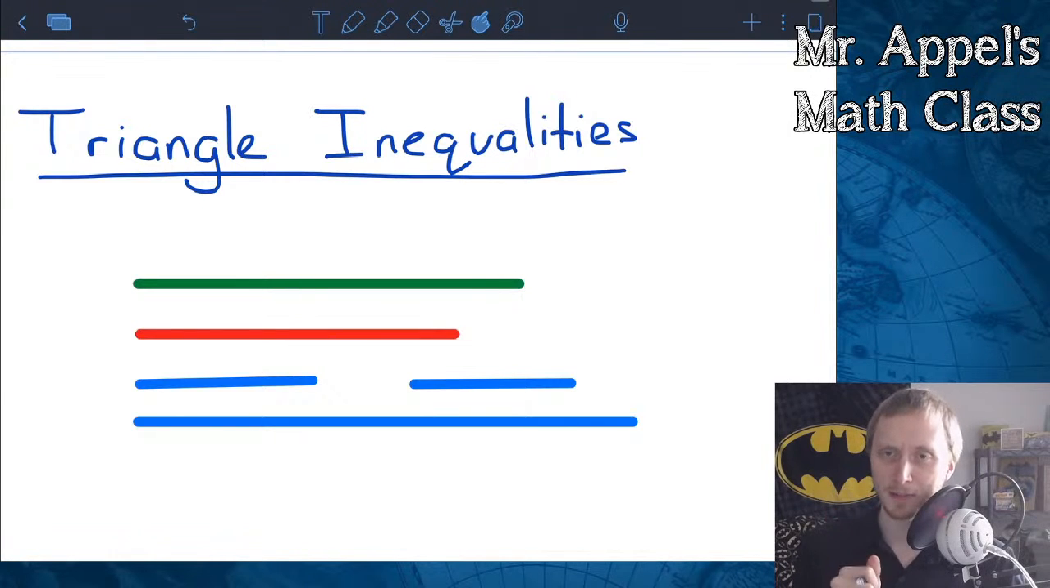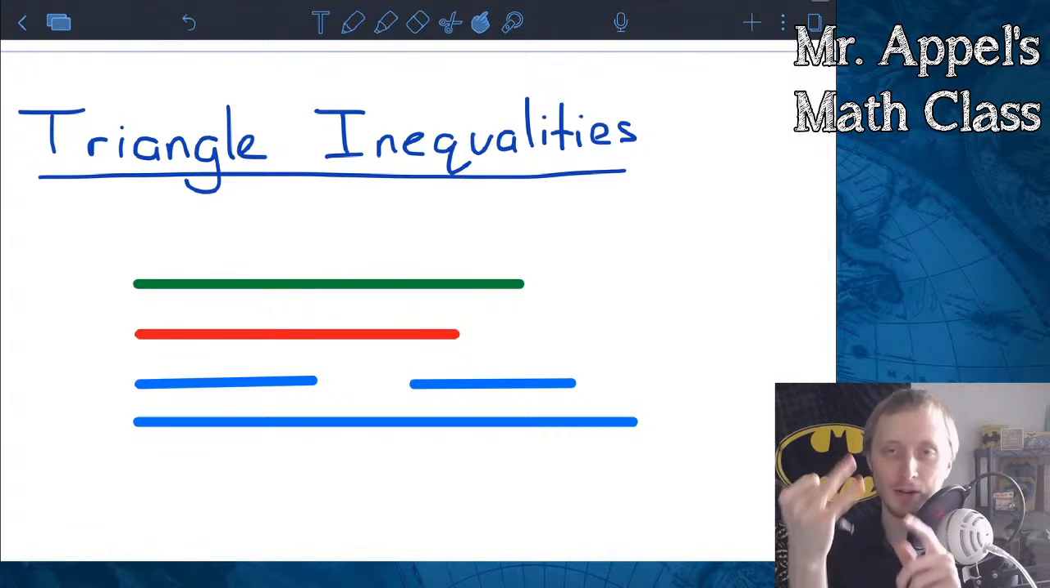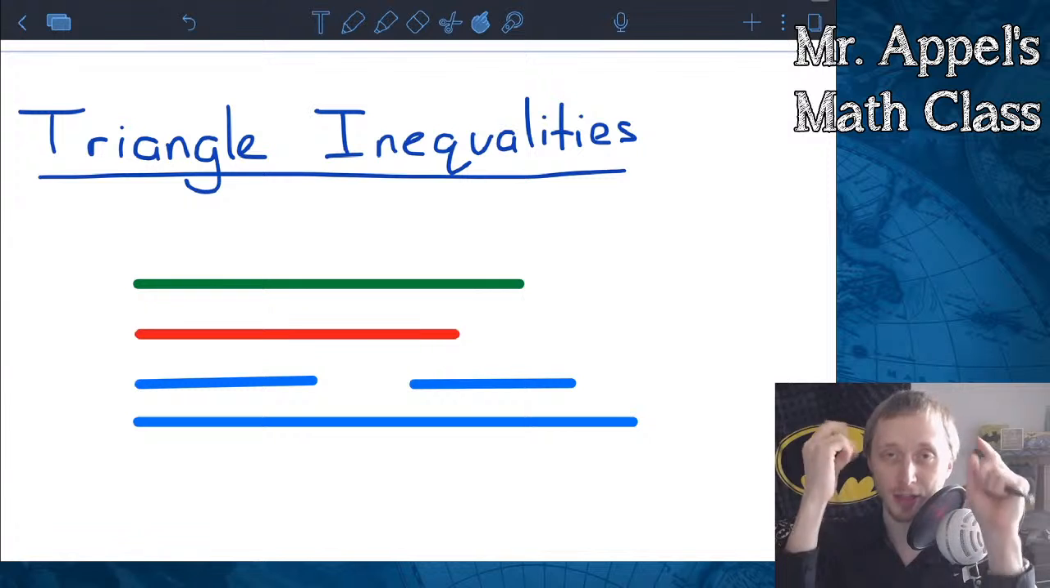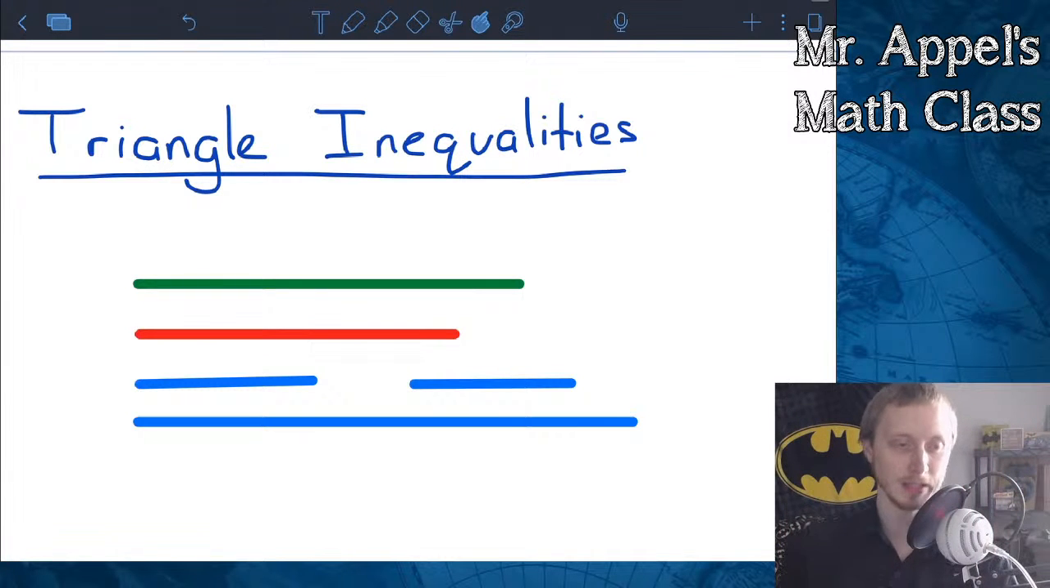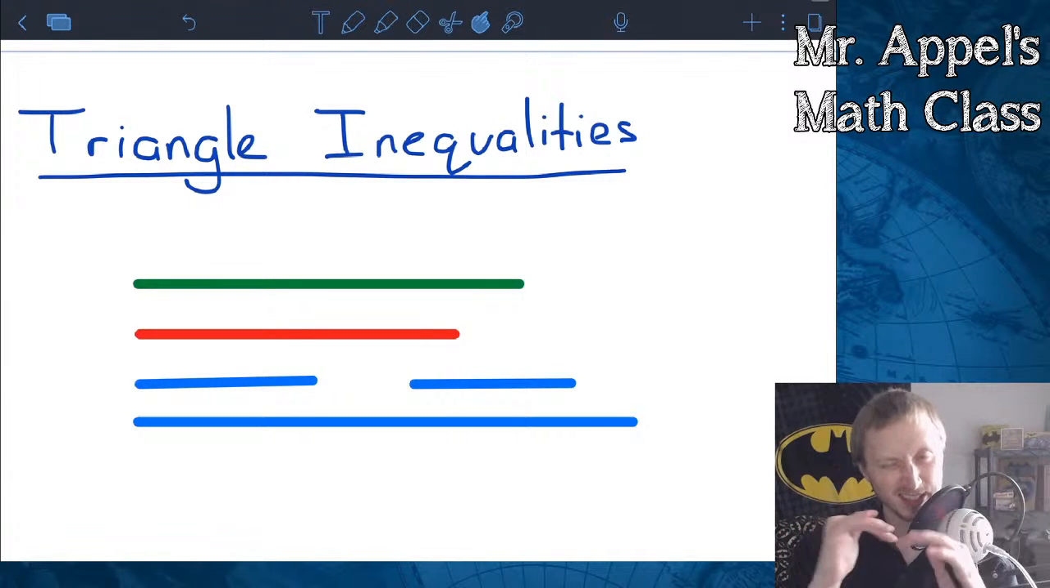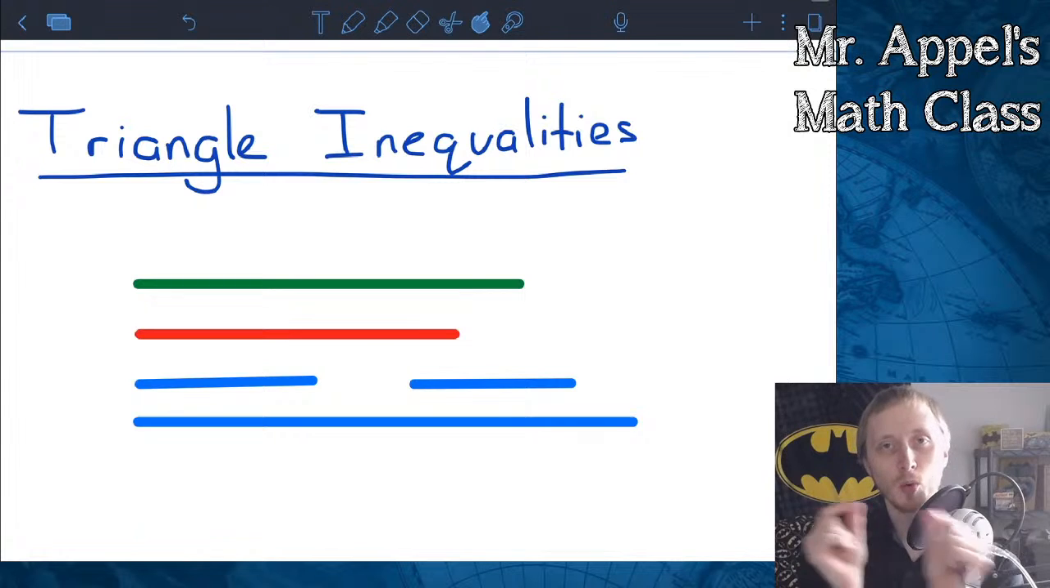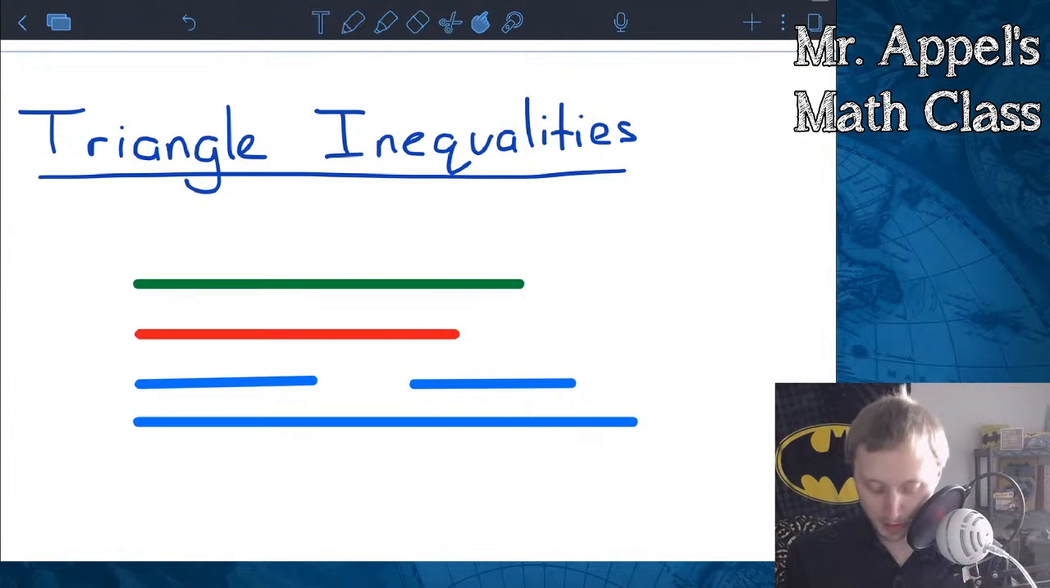I'm getting sidetracked. Anyways, we've got two major properties that come out of this. The first is the triangle inequality, and the second is a subsidiary inequality within a triangle. So let's start with the big one first. The by-name triangle inequality has to do with whether or not you can make a triangle in the first place.